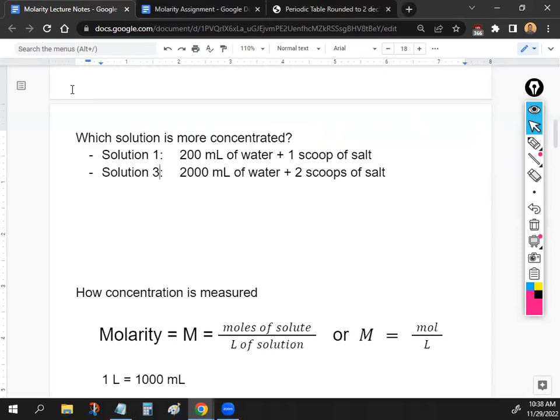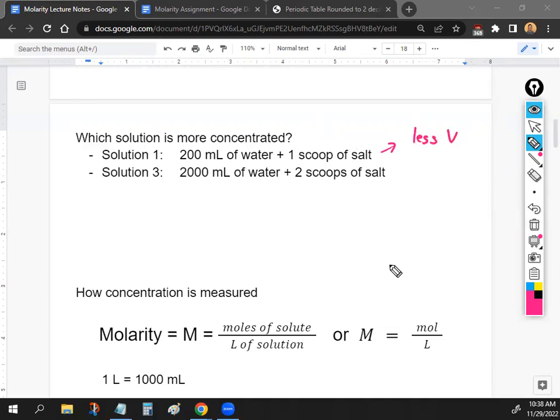Okay, but which one is more concentrated? 1 or 3? 1. Yeah, 1. Why is 1 more concentrated? Yeah, it's a smaller space, right? So that's the other thing that we need to keep in mind. Okay, so we need to keep in mind the volume. So this one is more concentrated because it has less volume.